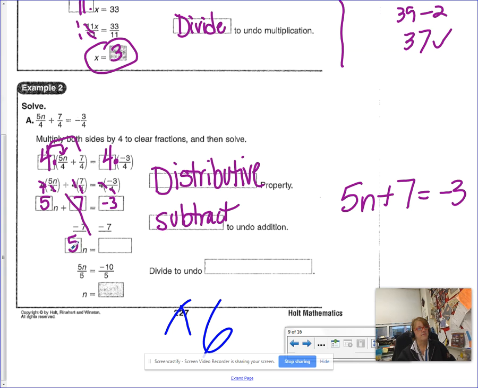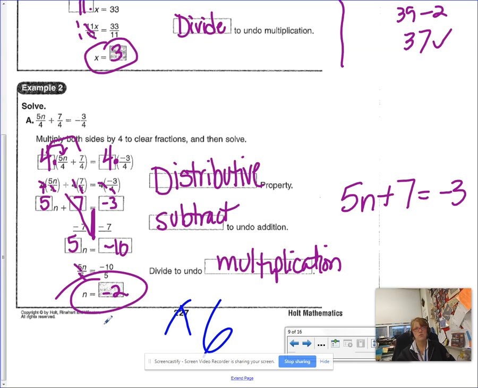I have 5n. All right, hey, how are you with your integers? -3 minus 7 more, that's -10. And now when I divide both sides by 5, because I have to divide to undo multiplication, oh my stars, I get -2. Now, in theory, we should go check all that.